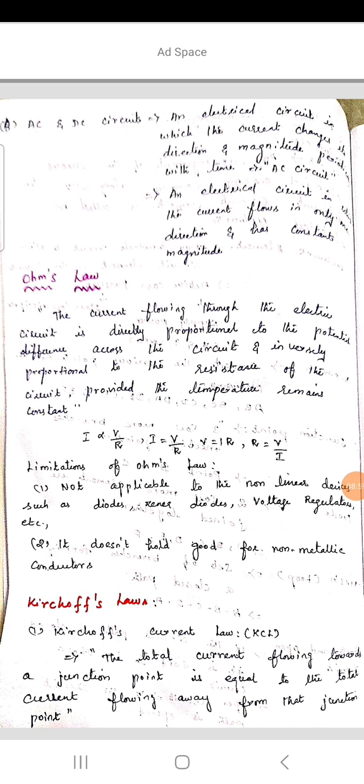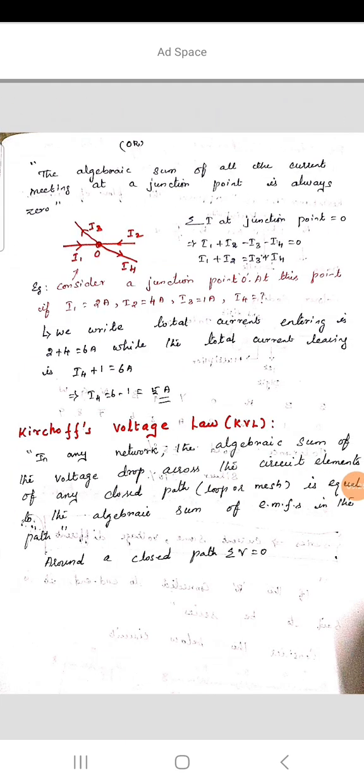So we have 2 laws, right? So first one is Kirchoff's current law, that is KCL, or first law of Kirchoff's. So it is nothing but the total number of current leaving is equal to total number of current entering. So definition சொல்லணும்னா இப்படி தான் சொல்லணும். The total current flowing towards the junction point is equal to the total current flowing away from the junction point. Or else இப்படியும் சொல்லலாம். எப்படின்னு பாருங்கள், the algebraic sum of all the current meeting at a junction point is always 0, right? எல்லாத்தையும் sum பண்ணும்போது நமக்கு என்ன கிடைக்கும்?